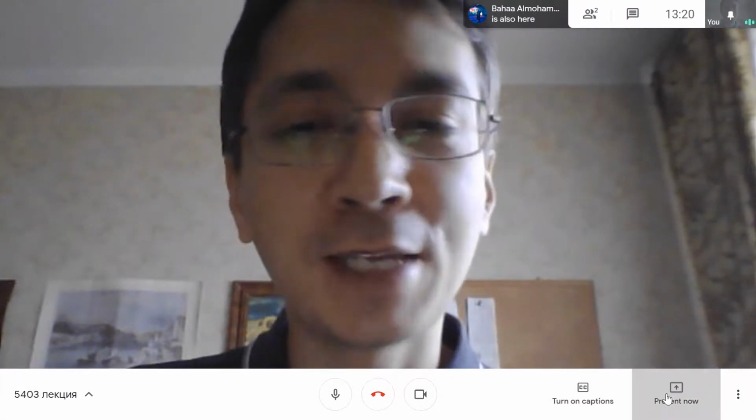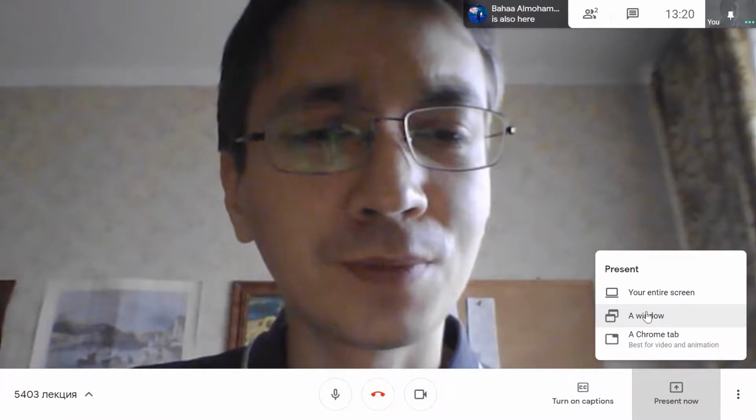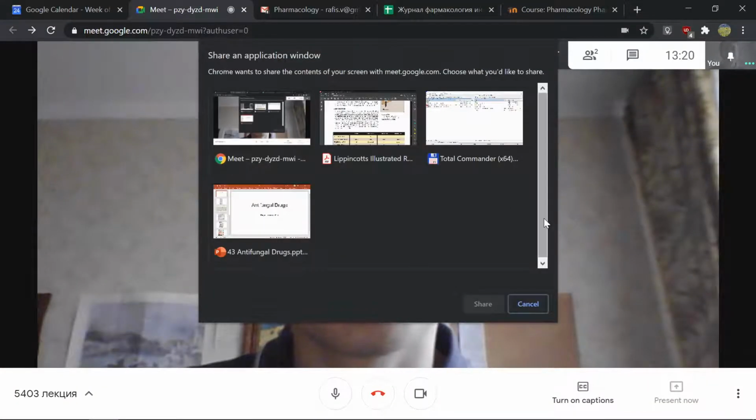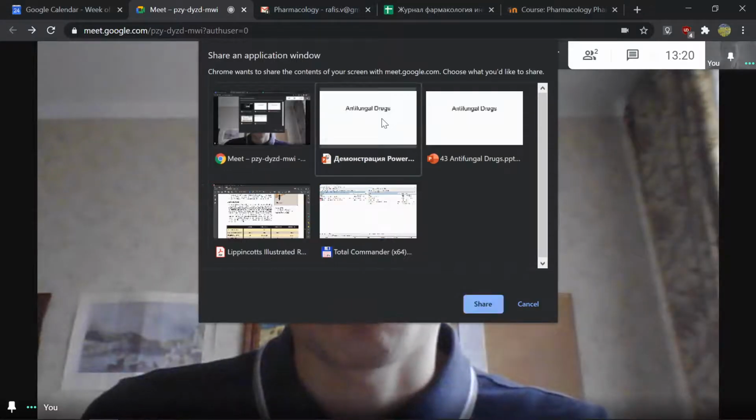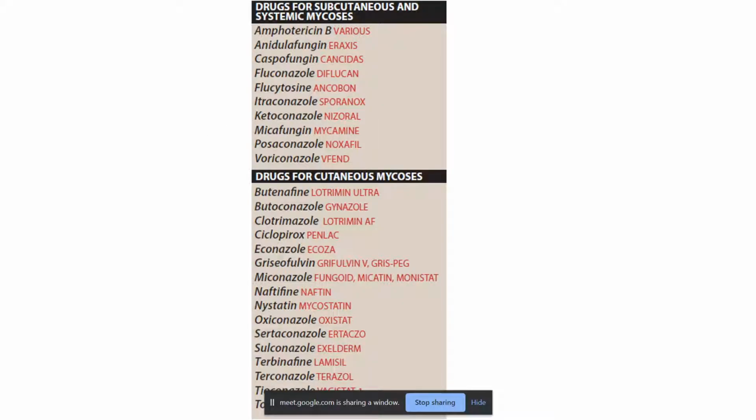And today the classification includes two main groups. First group is drugs for cutaneous mycosis, and second is drugs for systemic mycosis. So also the drugs for systemic mycosis can be used for treating cutaneous infections too.